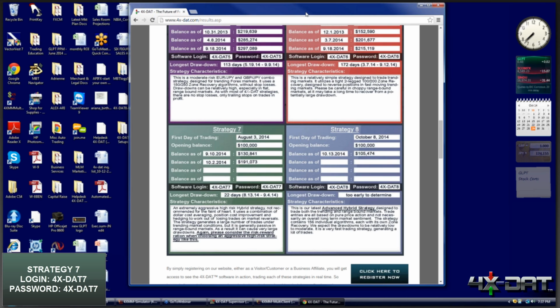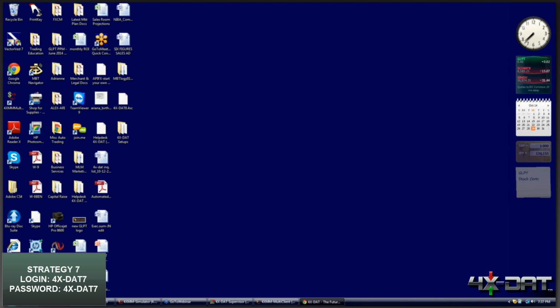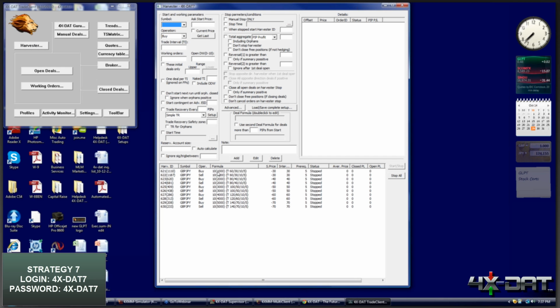And if you look at the date, we created this one on August the 3rd in the midst of that range-bound market. It performed pretty well for a little bit, but I think, if I'm not mistaken, it might be in a bit of a drawdown right now. So let's look at it. All right, so here we are.